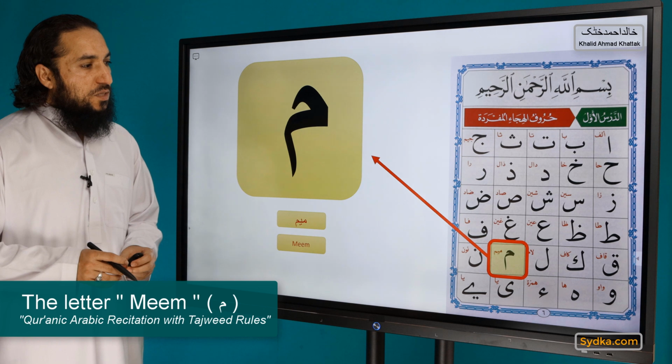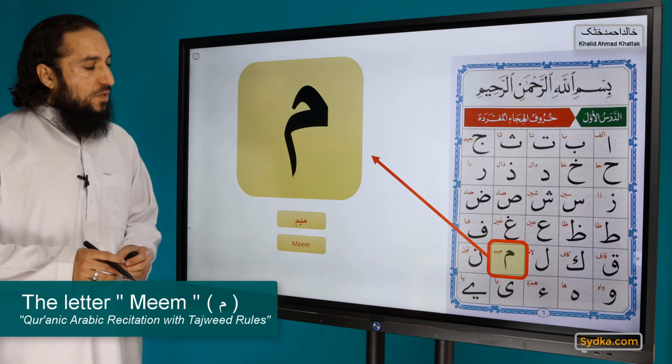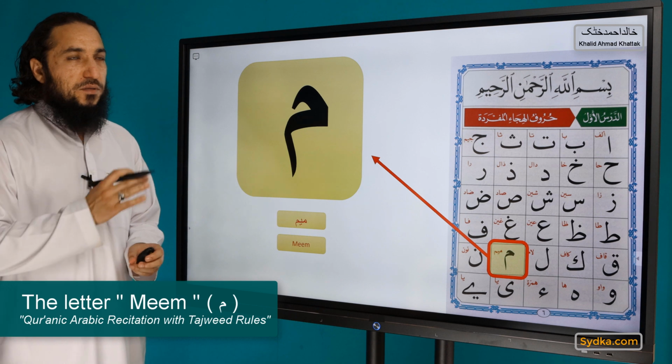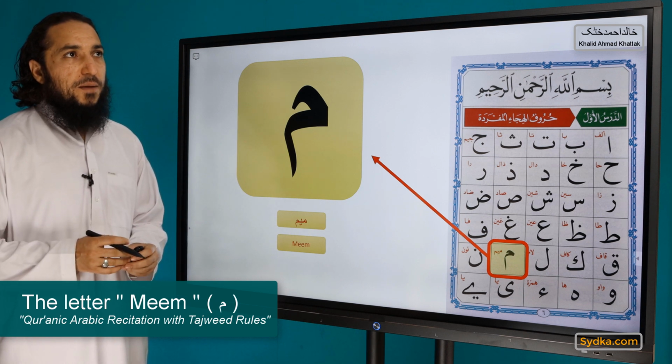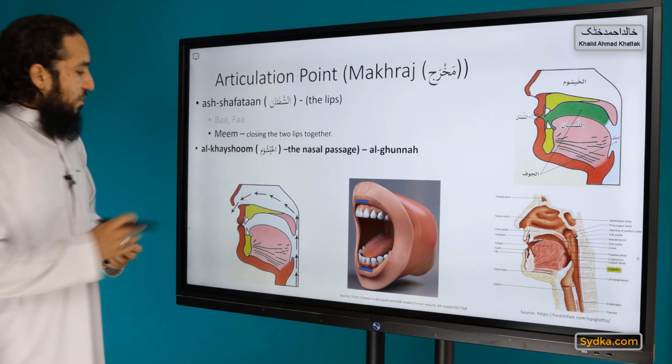In this session we will be studying another letter of the Arabic alphabet that is called Meem. Meem, and the sound is the second part of Meem. Okay, what are the Makharij?